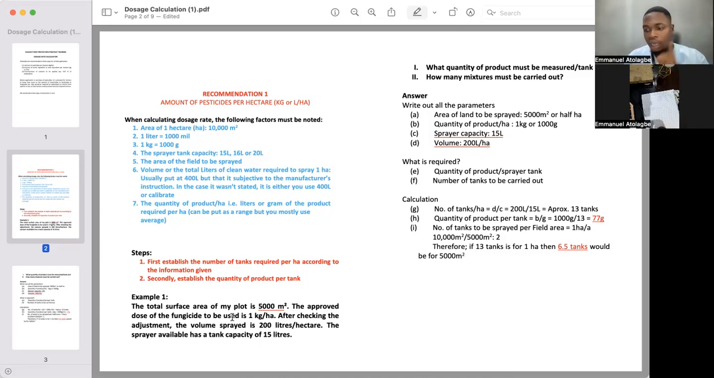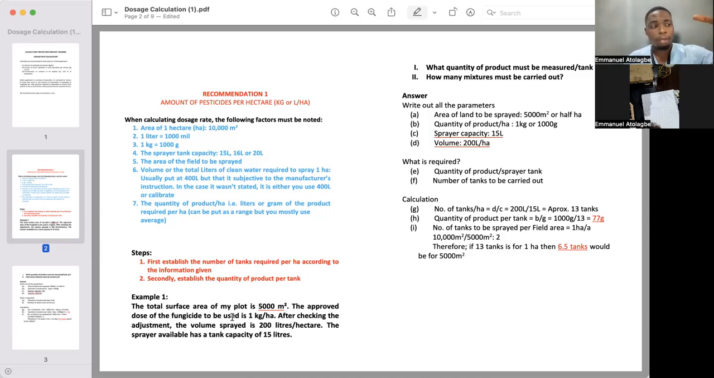Please note, HL is quite different from HA. We'll get to that in the course of this video, or the next one, or the one after. After checking the adjustments, I read on: the volume sprayed is 200 liters per hectare. That is, it takes 200 liters of water to saturate that hectare of land.